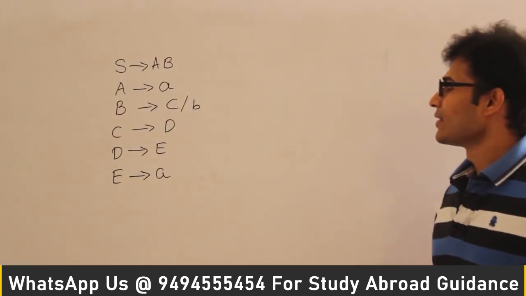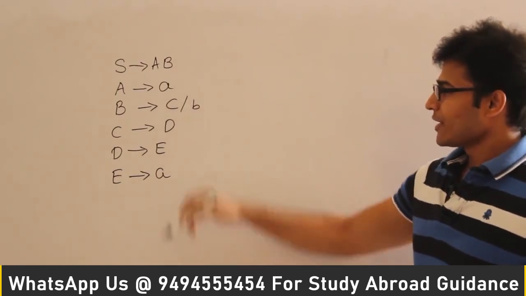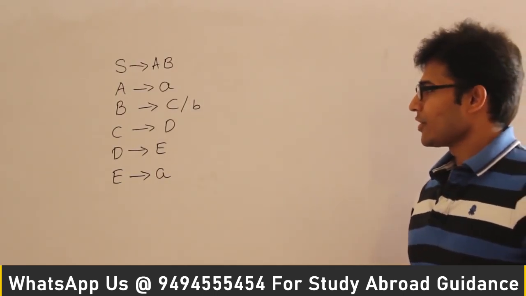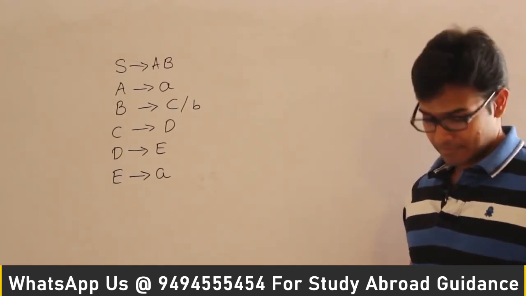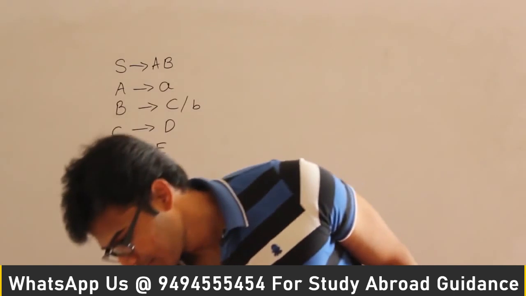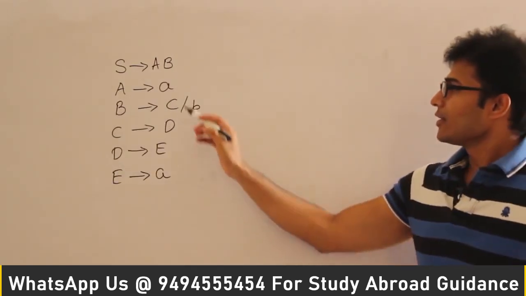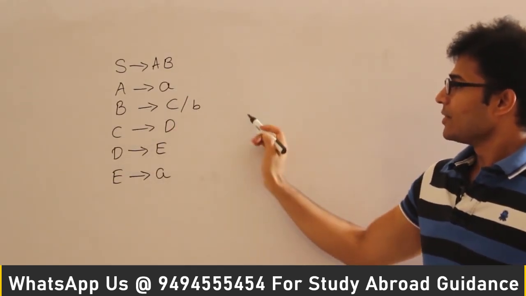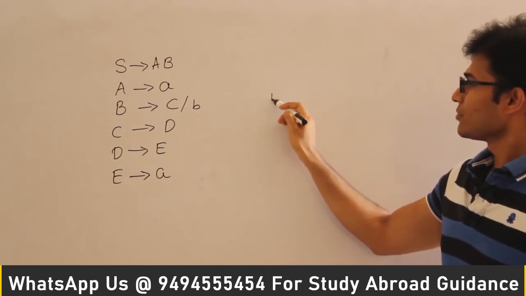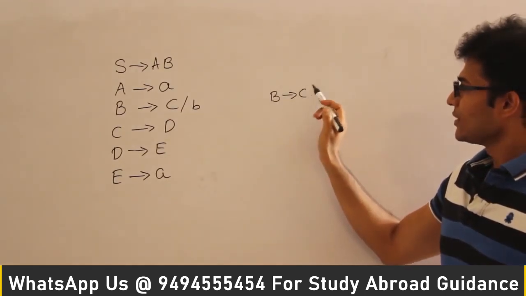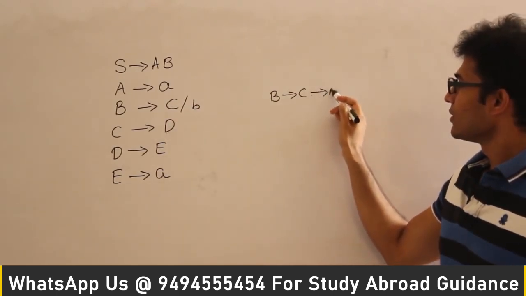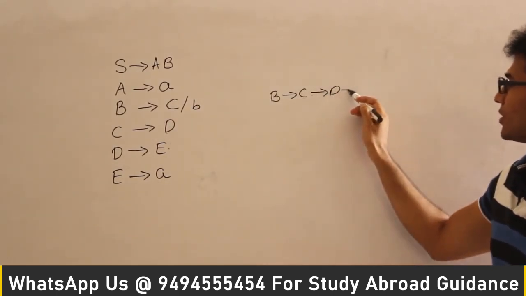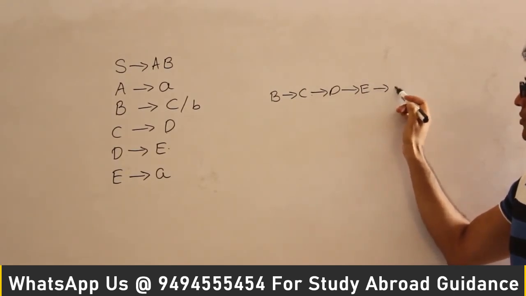Now let's see this. In this grammar, I want to eliminate the unit productions. How can I eliminate unit productions? You find out all the chains and you break them. Okay. So first of all, this unit production is B derives C. So what could C derive? C could derive D. And what could D derive? D could derive E, and finally E could derive small a.